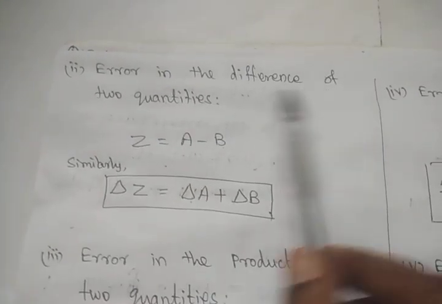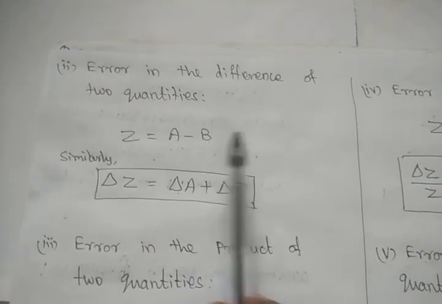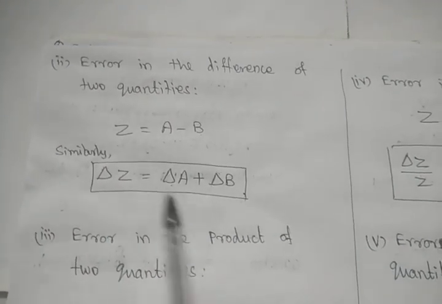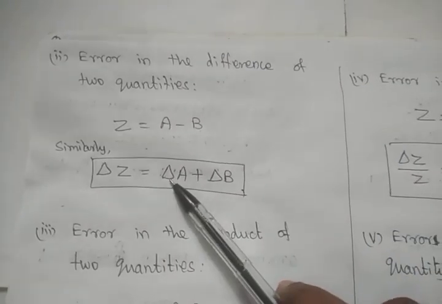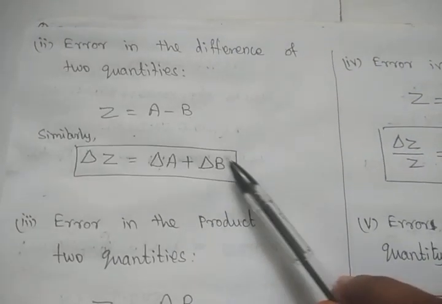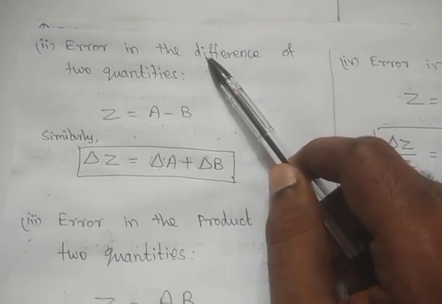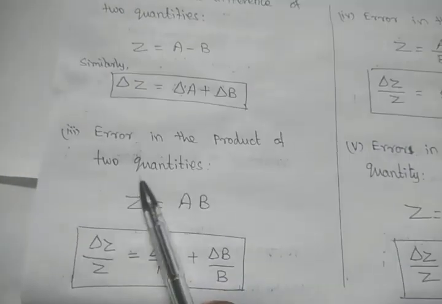For error in the difference of the two quantities, if you subtract the two quantities, the errors are also to be added, not subtracted. So for addition, errors are delta A plus delta B. For difference, subtraction also, delta A plus delta B. Difference means bigger value minus smaller value. So what about the error in the product of the two quantities?